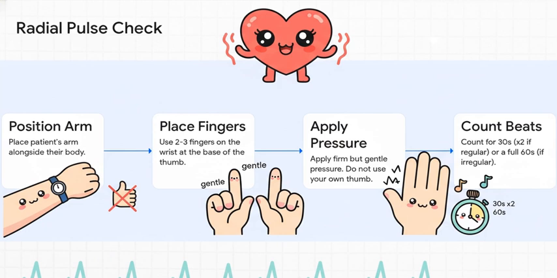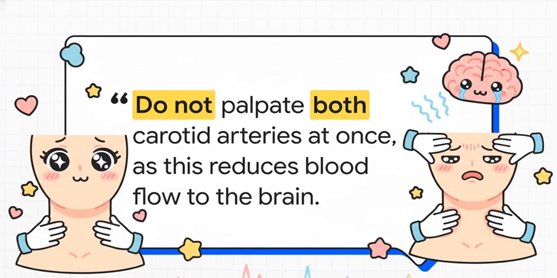But here's a huge NCLEX tip. If it feels irregular at all, you have to count for the full 60 seconds to get an accurate rate. No shortcuts. This is a massive safety alert, and you will almost certainly see this concept on your exam.